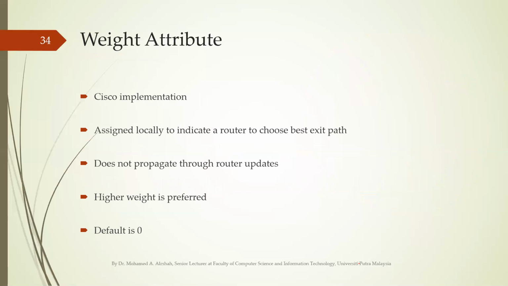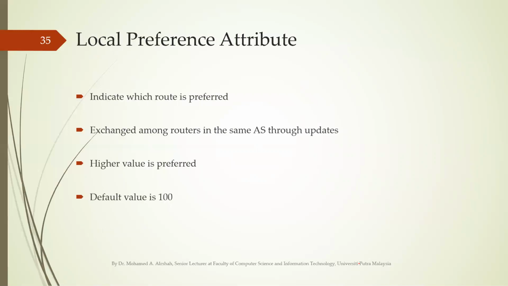The other attribute is the weight. The weight actually is a Cisco implementation. It's assigned locally to indicate a router to choose the best exit path. It does not propagate through router updates, so this weight is not going to be exchanged among the routers. Higher weight is preferred, that means the higher the weight is, the better the path, and the default value is 0.